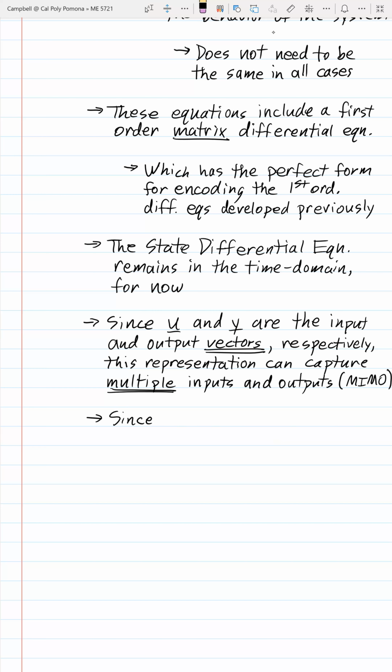Now, one other interesting advantage associated with these state space approaches is that this approach captures the internal states. Now, when we look back at classical controls, what did we see? We saw that only 2 states were explicitly represented, the input state and the output state. But here with the state vector, we can see that internal states can be represented as well.